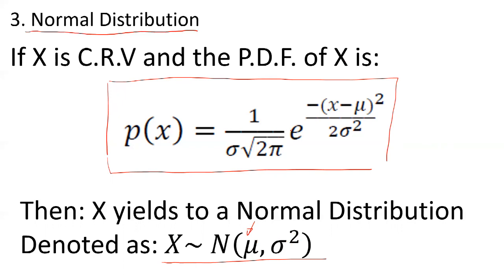You don't have to remember this formula. You will learn it in your university study, no matter how you approach the statistics or probability. Currently, you only have to have an intuitive feeling that if the PDF of X has this form, then X follows a normal distribution. And there are two parameters in the normal distribution, which are mu and sigma square, right?